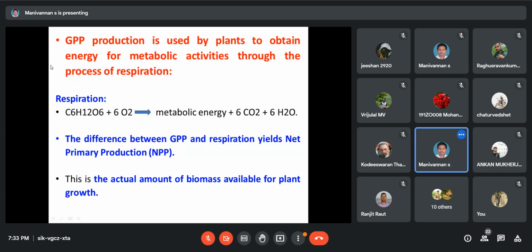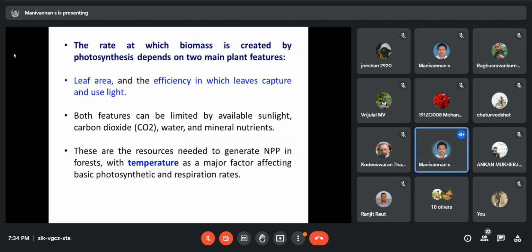Next one. The rate at which biomass is produced depends on the plant features. The rate of photosynthesis is determined by two important factors. One is the leaf area. The second one is the efficiency with which the leaf captures and uses the sun.